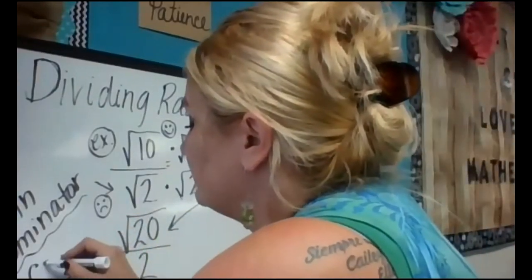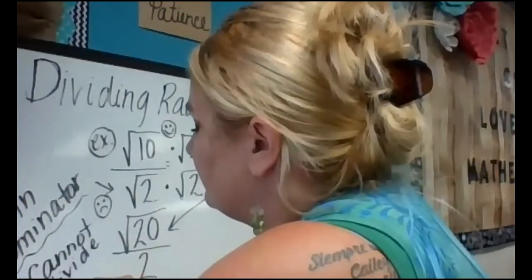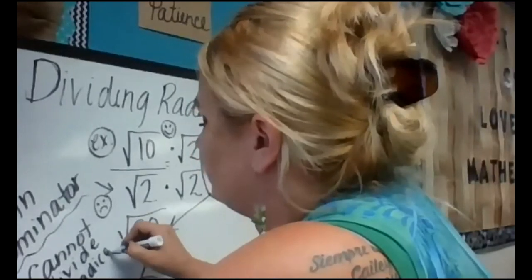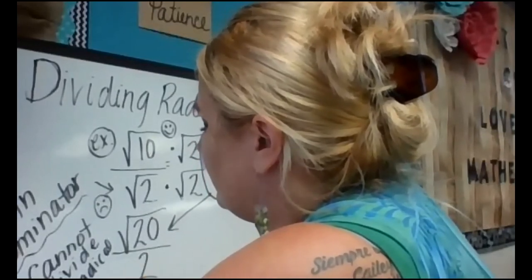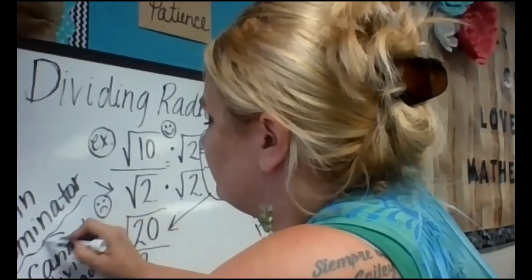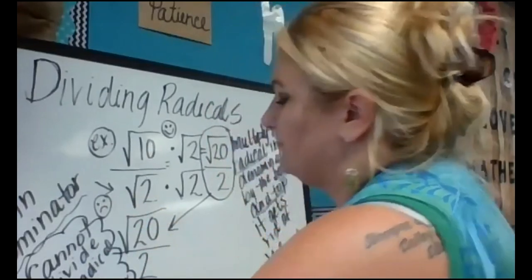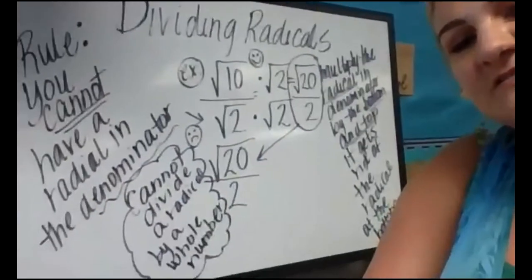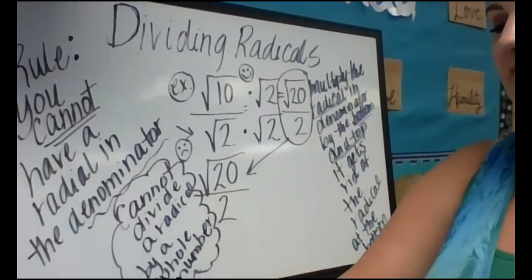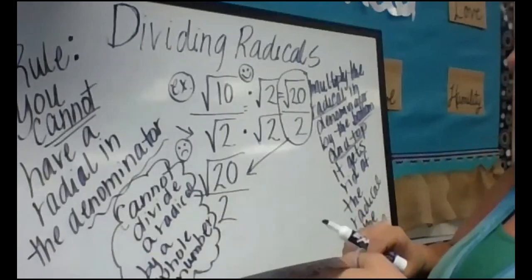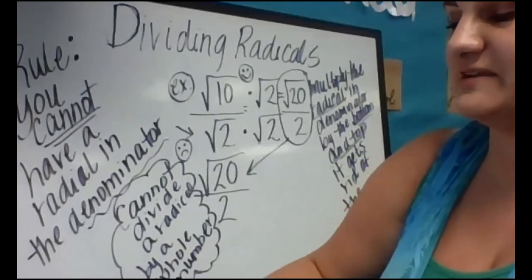Okay, you need to write yourself a note. Cannot divide a radical by a whole number. And I'm sorry, this is kind of sideways, guys. Can you guys write that down for me? Cannot divide a radical by a whole number. You guys got that? Okay. So if we cannot divide it by the whole number, what would we do to simplify it?